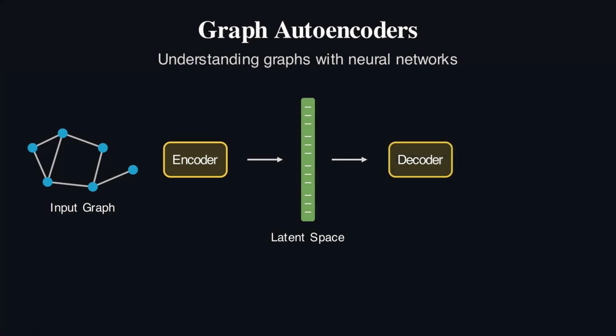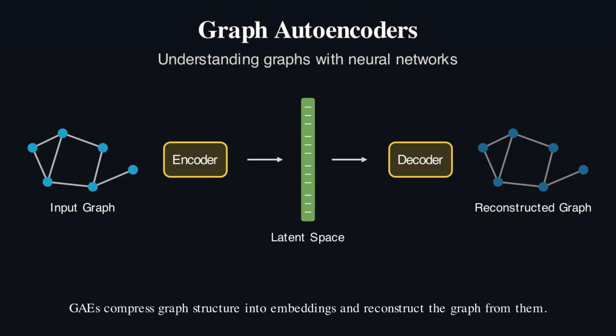Next, a decoder uses these embeddings to reconstruct the graph. It predicts which nodes should be connected based on their representations. If the reconstruction is accurate, it means the model has learned the structure of the graph. Now we'll take a closer look at each part of the algorithm, the encoder and the decoder, in more detail.